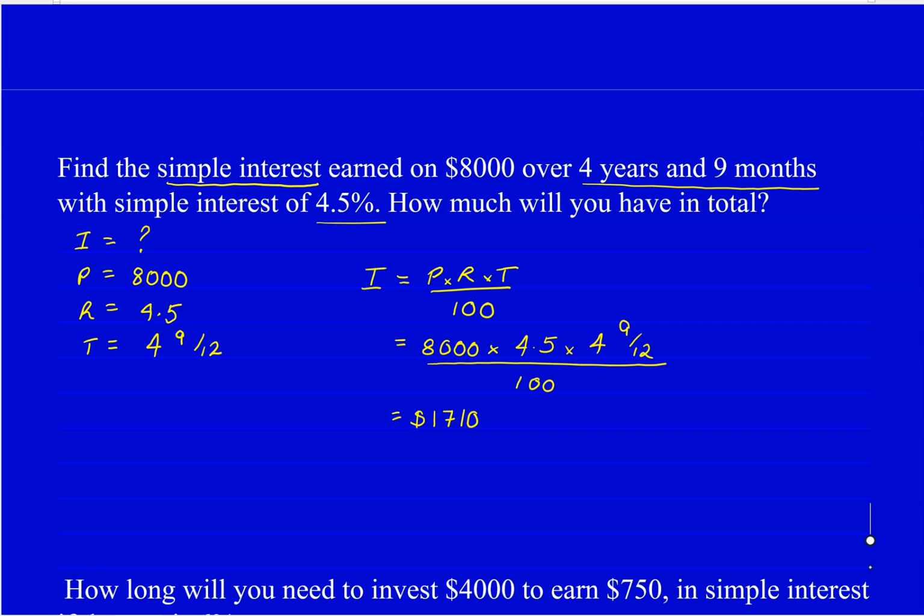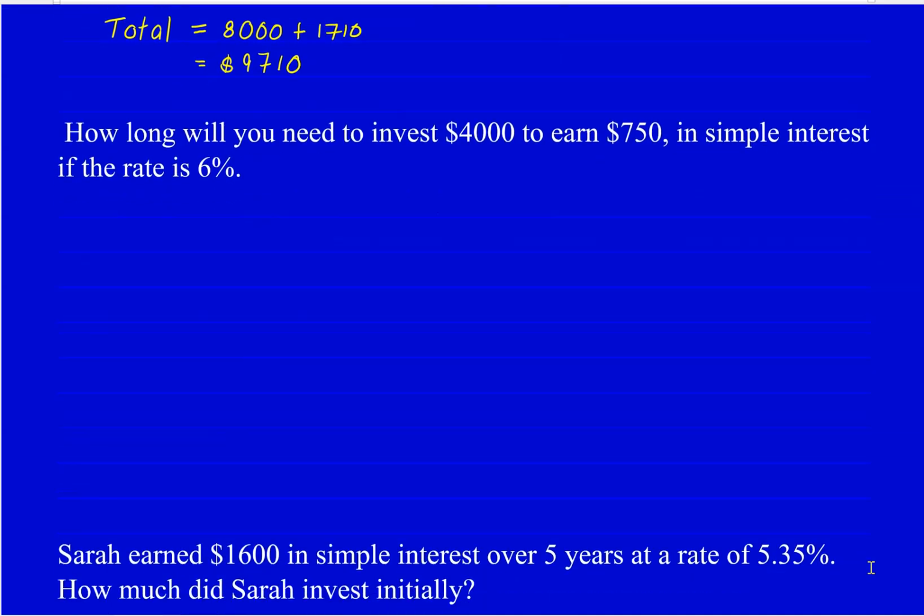How much will you have in total? The total in your bank account is going to be what you put in plus the interest that you earned. So we'll pop that as equals: the 8,000 plus the 1,710. Do make sure that you answer the question fully. Okay, on to the next one.